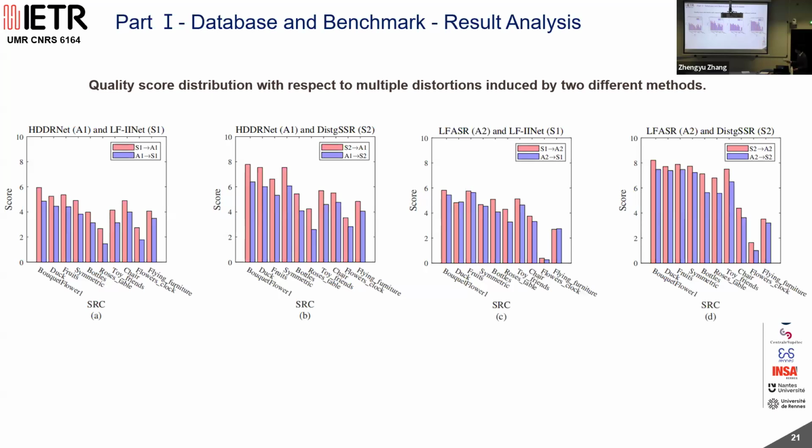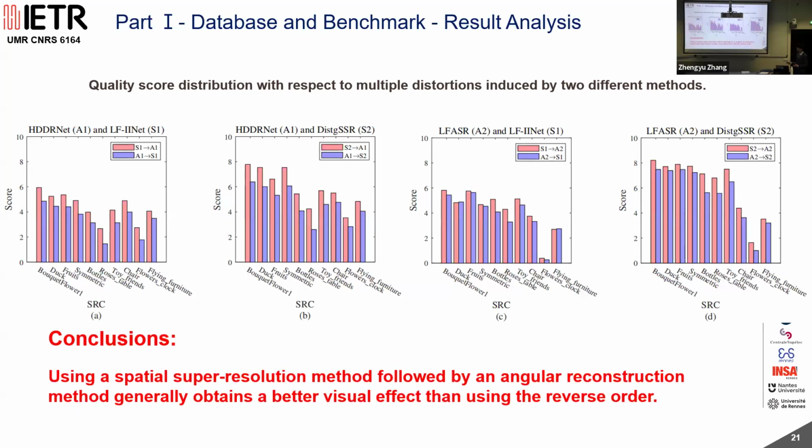For example, for figure 8, the red bars denote the quality score of using S1 distortions followed by the A1 distortions. And then the blue bar denotes the quality score of using A1 distortions followed by the S1 distortions. So these results focus on investigating the differences between these 2 multiple distortions. And for all the figures, we can clearly see that most red bars are taller than the blue bars. That is, using a spatial super resolution method followed by an angular reconstruction method generally obtains better visual effects than using the reverse order.